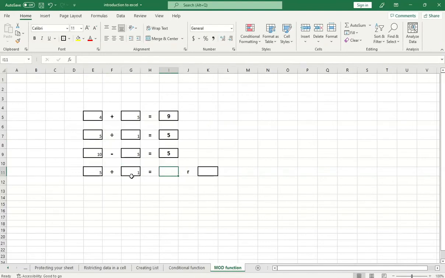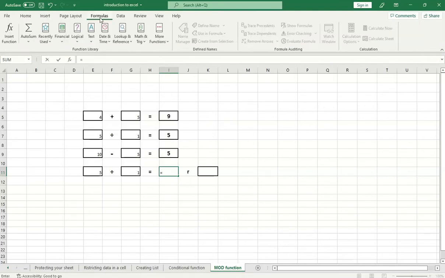Okay, so division sign, when we place our 5 here and place our 1 here, this time around let's use a function instead of the simple division sign. So we say it's equal to quotient, Q. The moment you press Q, there are a lot of formulas that are going to pop up here.